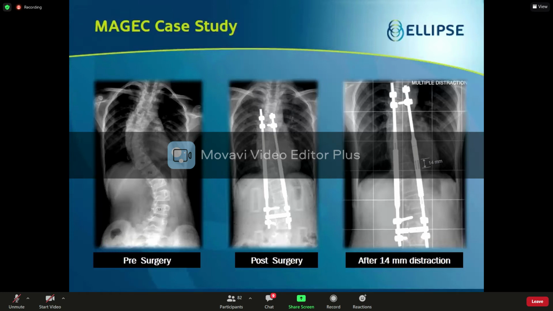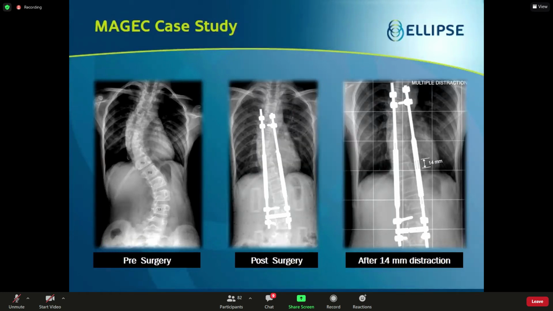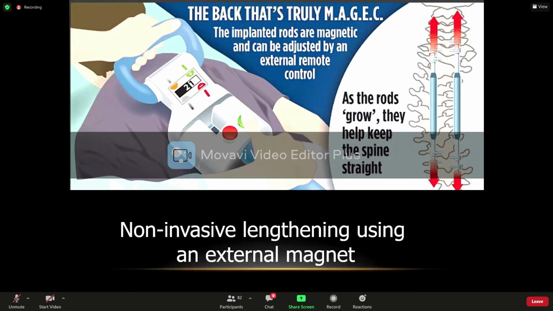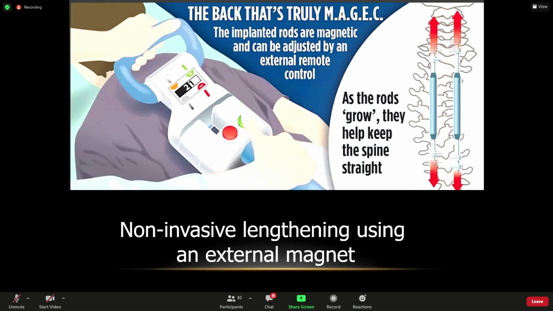And now you have something more fancy. You have magnetic growing rods, wherein you don't have to operate on them and extend the rods every 6 months. You can do that by applying this magnet on them. And these magnetic growing rods will lengthen every time you apply this magnet. And you can adjust how much length you want. So you can do this every 6 months to get some growth in the spine. So this is magnetic growing rods.